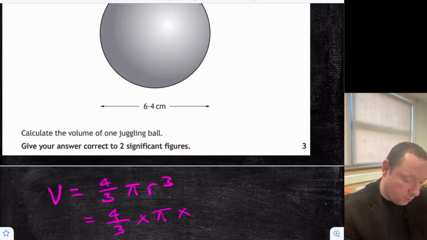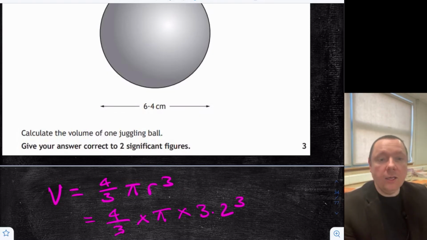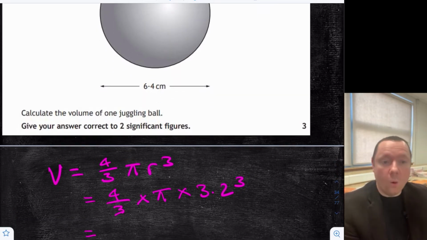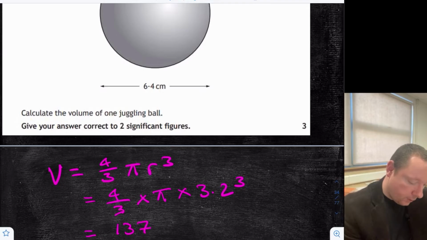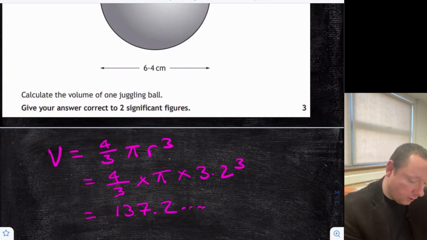So it's 3.2 cubed. You get a mark for getting the sum, and then a mark for working it out, which is 137.2. And then a mark for rounding to two significant figures, which will be here. So I'll go 140.